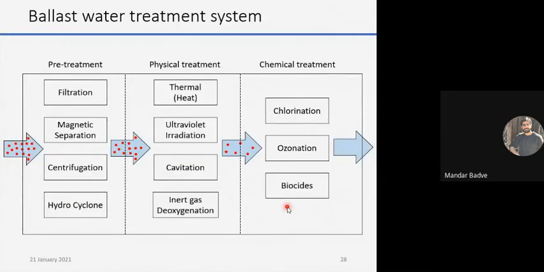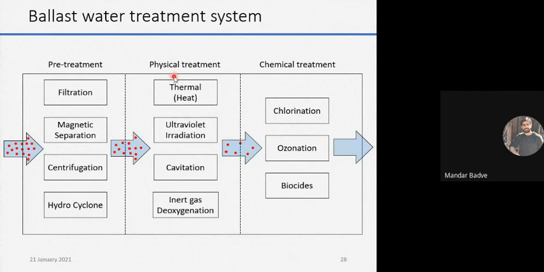There are different treatment systems for this ballast water. The pre-treatment involves either filtration, magnetic separation, centrifugation, or hydrocyclone, in which filtration is very frequently used because it is easy to use, right?